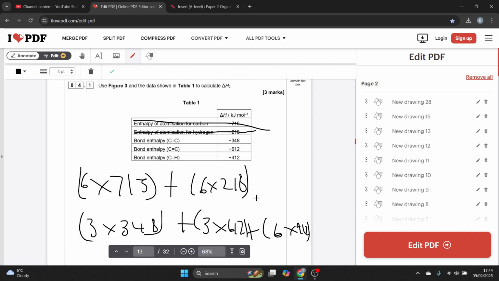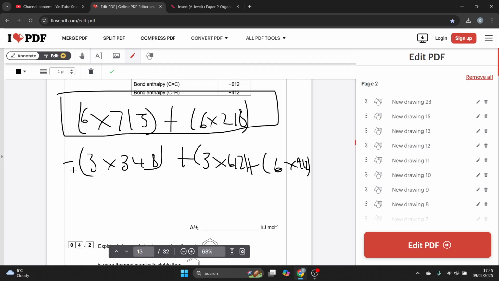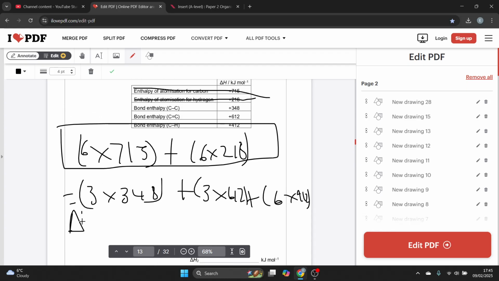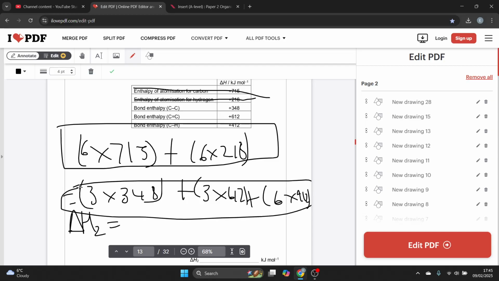And basically what I'm saying is that this bit is equal, I'm saying that entropy of 2 equals this bit being subtracted from this bit. So 6 times 715 plus 6 times 218, the enthalpy of atomization for carbon and the enthalpy of atomization for hydrogen.